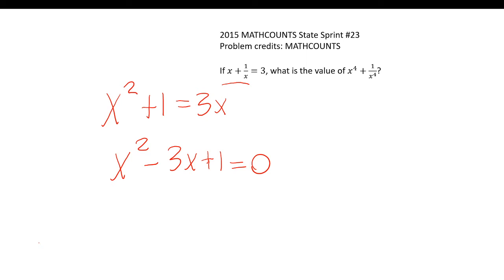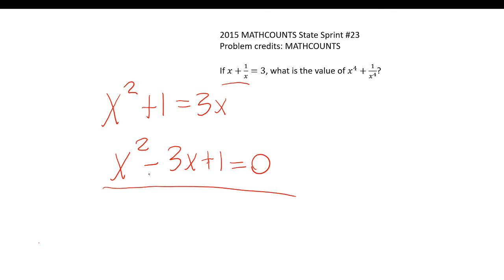And now all we need to do is solve for x, raise it to the 4th power, take the reciprocal, raise the denominator to the 4th power, and take the sum of that. Long process, but that's how you do algebra problems. So we're going to solve this quadratic right over here.